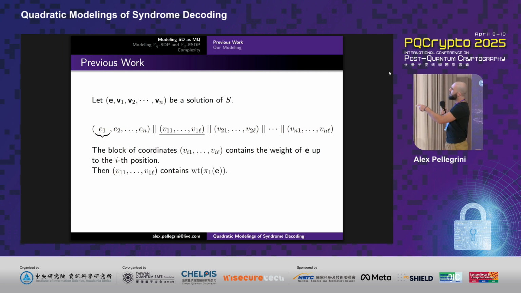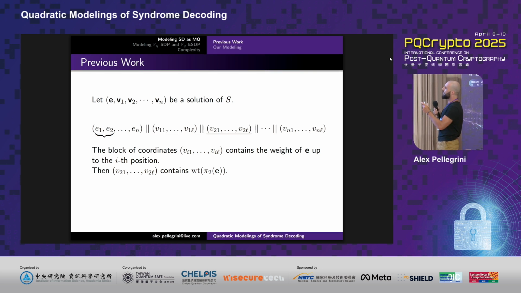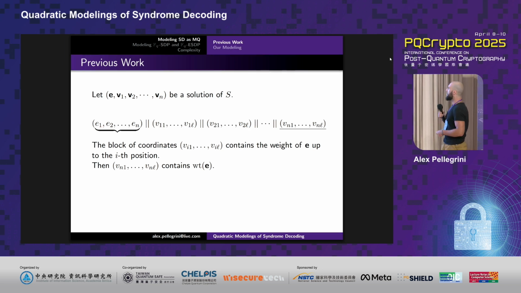So the first block is going to contain the binary expansion of the very first coordinate of e, so basically the projection of e to the first coordinate. The second one is going to contain the binary expansion of the Hamming weight of the first two coordinates, and so on and so forth, until the last one, which will contain the actual Hamming weight of the vector e.